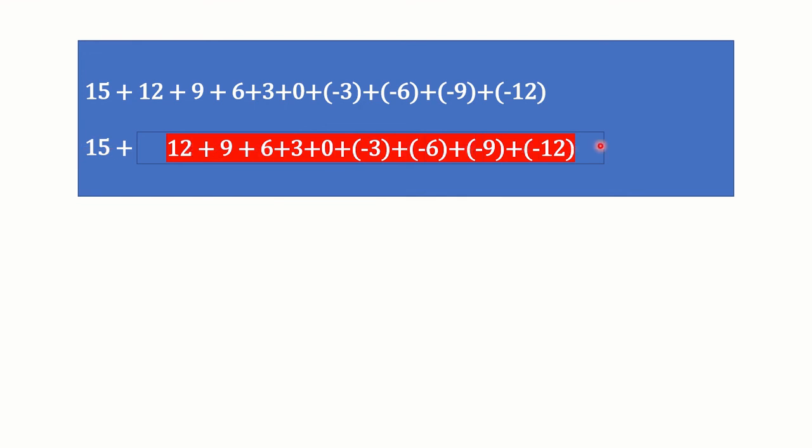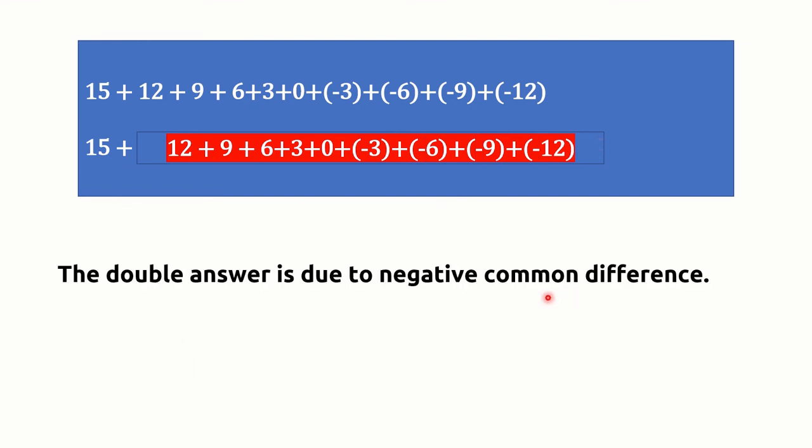So the double answer is coming due to a negative common difference. How much is the common difference in our given series? It is minus 3. And because of the negative common difference, we are getting negative terms. And because of these negative terms, our positive terms get cancelled out. Plus 12, minus 12, and so on, they are cancelled out. And that's why we are getting the sum as 15. That is the reason we are getting the double answer.